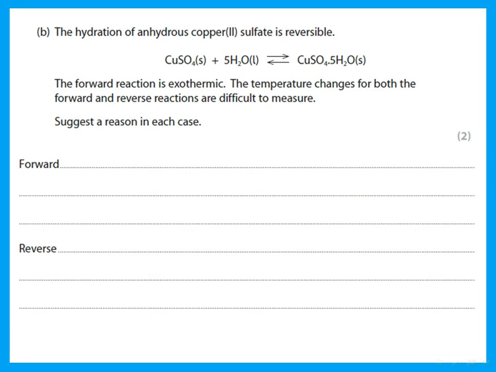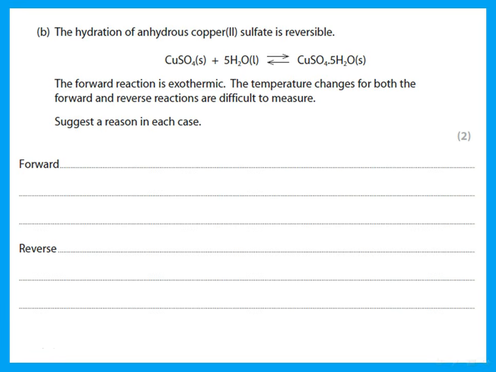Then he says the hydration of anhydrous copper sulfate is reversible. The forward reaction is exothermic. The temperature changes for both the forward and reverse reactions are difficult to measure. So just a reason in each case. Why is it difficult to just put in a thermometer and measure the temperature changes directly?